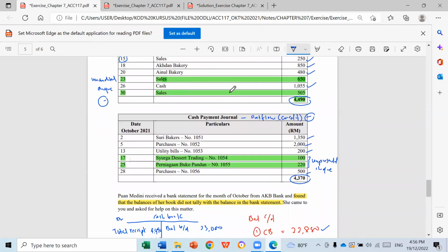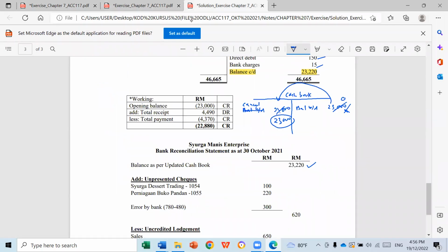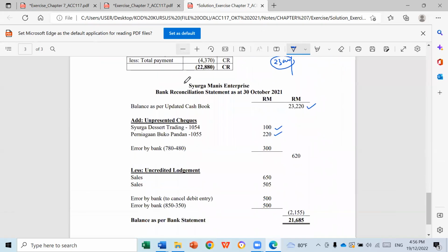This uncredited check will be minus from the bank in the bank reconciliation statement. And next, in the credit side of the cash book, the items that appeared here are recalled as unpresented check. So unpresented check will be added up. Okay, so let us prepare the bank reconciliation statement. First, add the unpresented check. We have check from Sugar Dessert Trading and Perniagaan Buko Pandan, and minus the uncredited check.